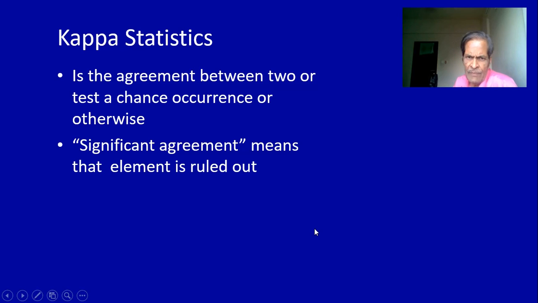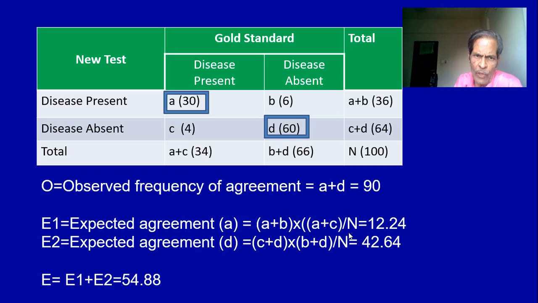If the significance is there by application of the statistical test, it means that the chance element in the agreement is ruled out. So agreement could be a chance occurrence or it is not a chance occurrence. If the statistical significance shows that there is a significant agreement, that means the chance element is ruled out.